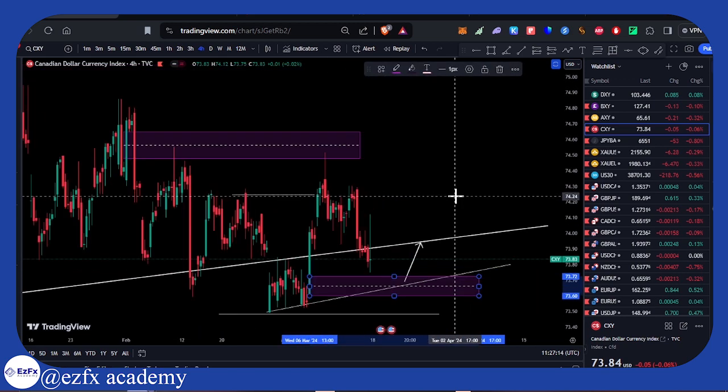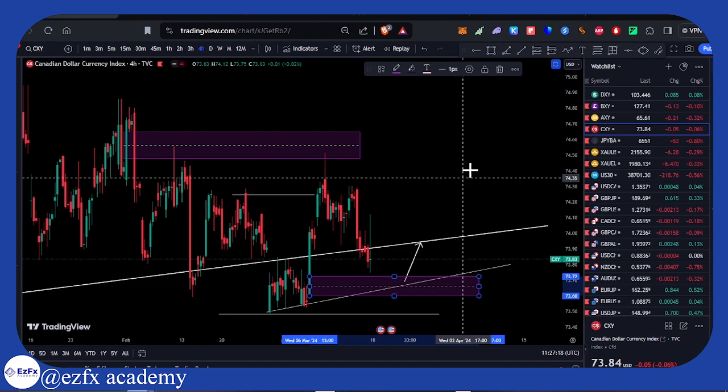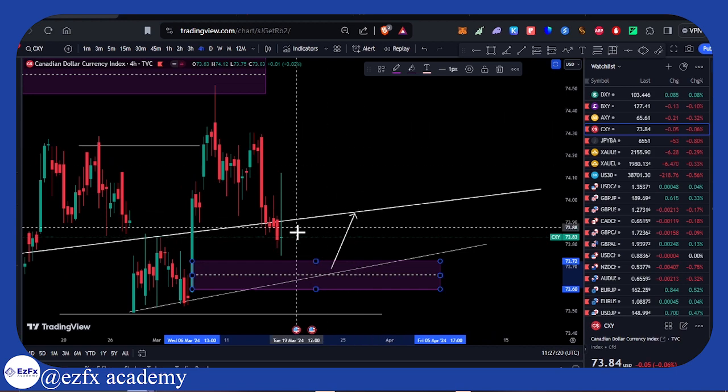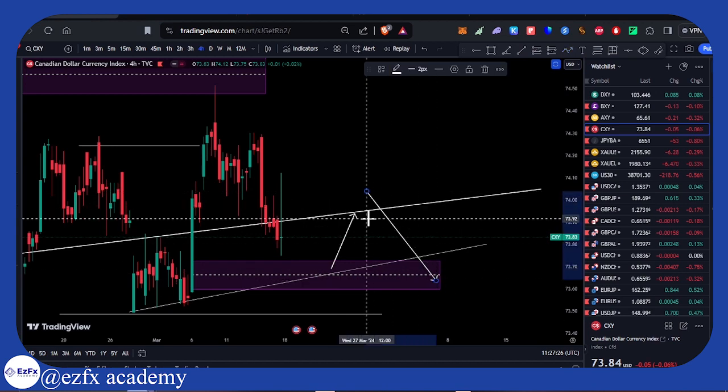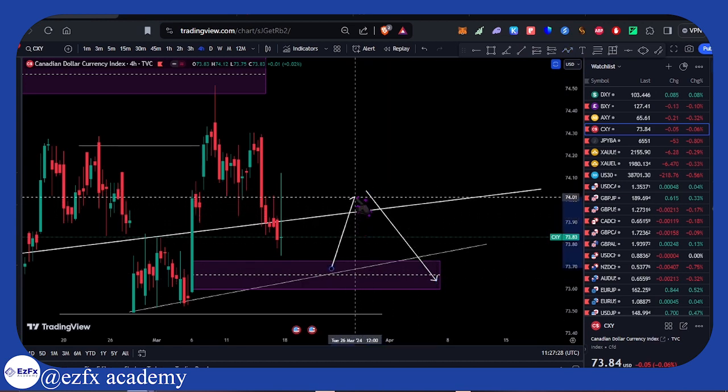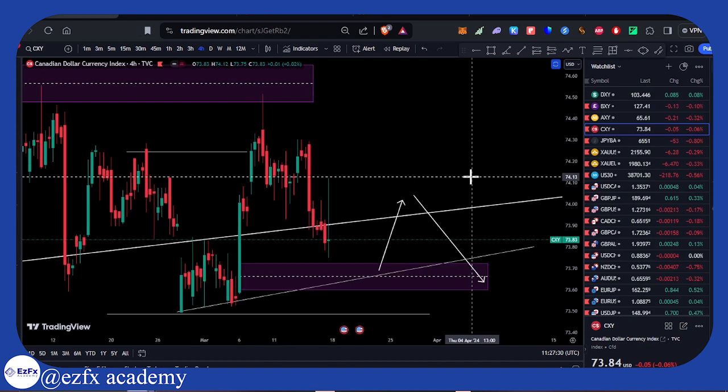Now I'm not expecting this rejection to necessarily be a strong one. What I'll be expecting would be something along the line of a buy to sell. However, I expect that buy to be a bit strong.